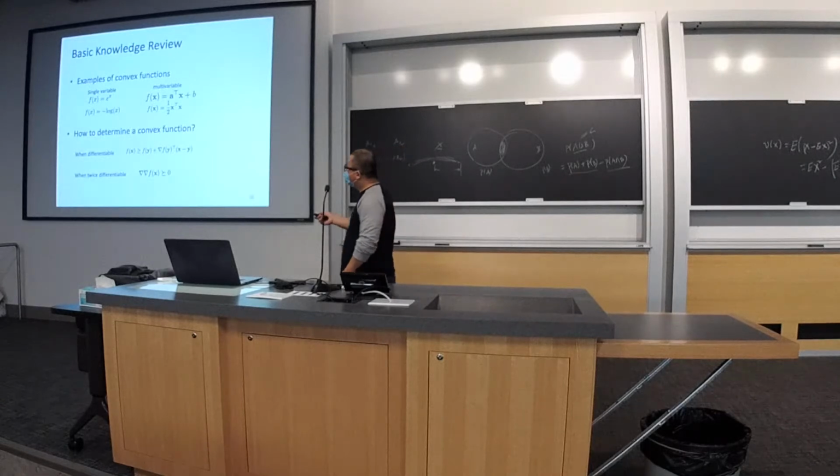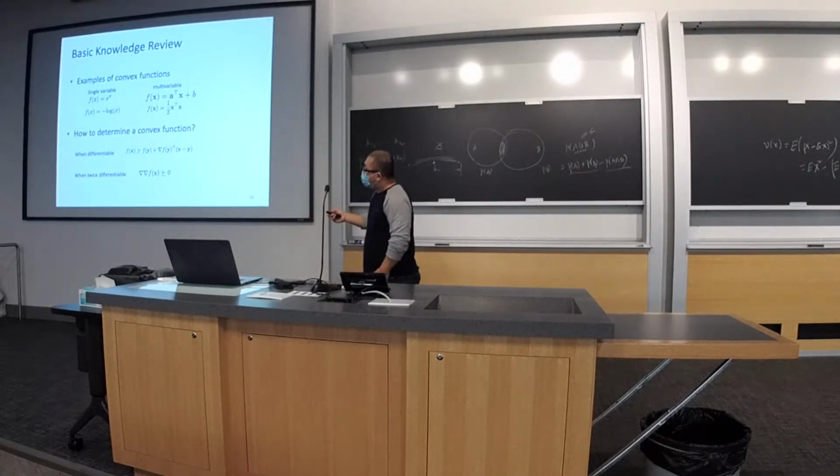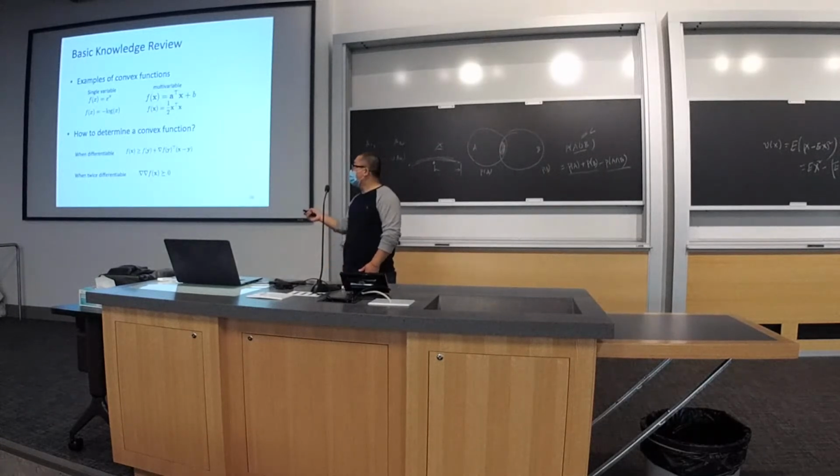First, if this function is differentiable, then if we can show that for arbitrary x and y, this inequality always holds, then this is convex. So what does this mean? That small triangle is a gradient vector. This is a tangent line.